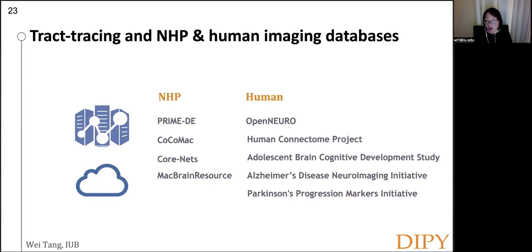CoCoMac has been out there for a while. It provides cytoarchitectonic and connection information that covers extensive areas of the monkey brain. CoreNets is a tract tracing database focusing on the connection information. The MacBrain resource is hosted at Yale. It contains a large collection of brain tissues as a legacy from the Goldman-Rakic lab. Its access is based on request.